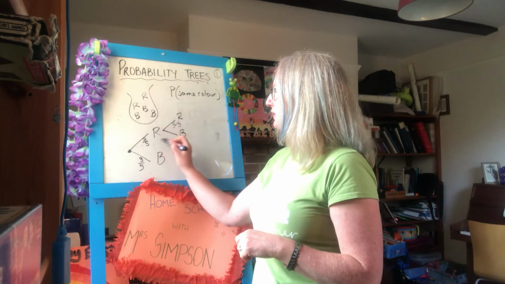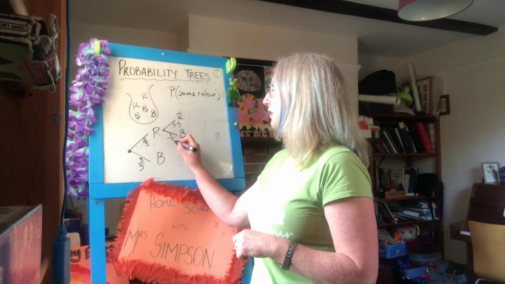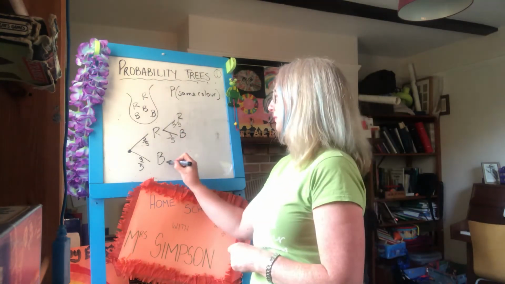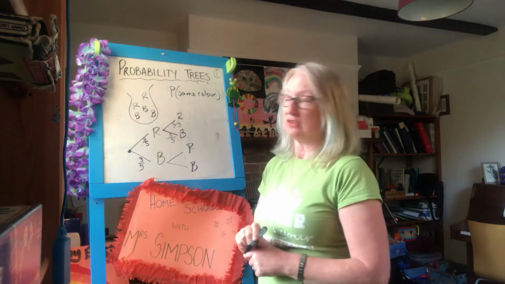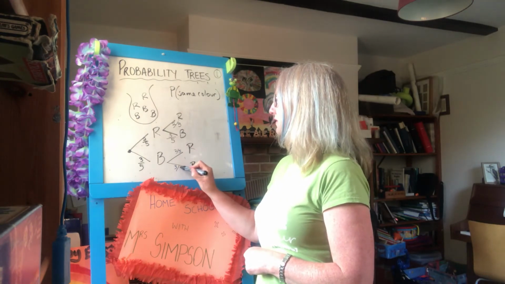So if we got a red the first time and a blue on our second draw, well, there are 3 blues out of the 5 that are still in there. Let's say we got a blue on our first draw. We could get a red or we could get a blue on the second draw. So again, 2/5 and 3/5.